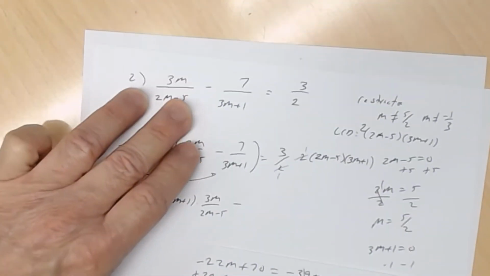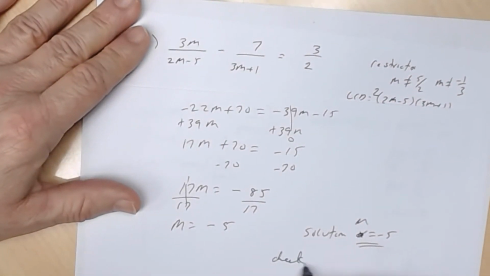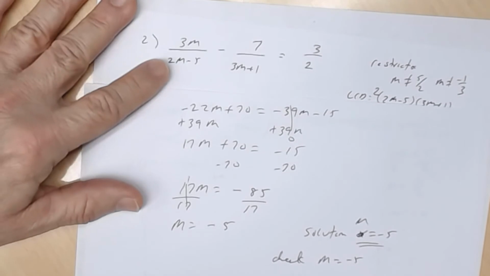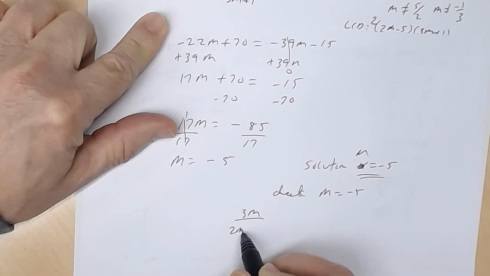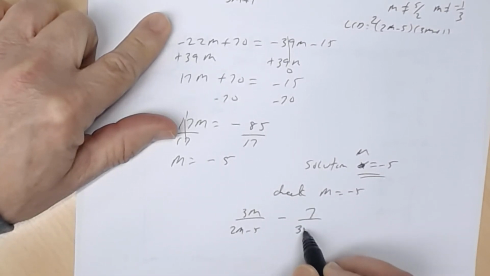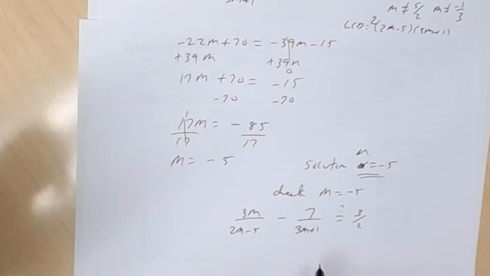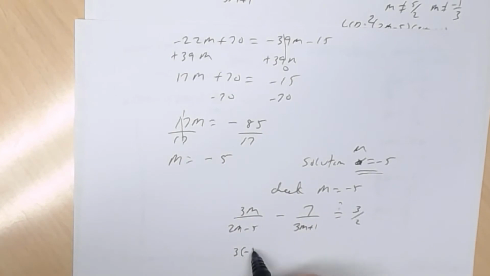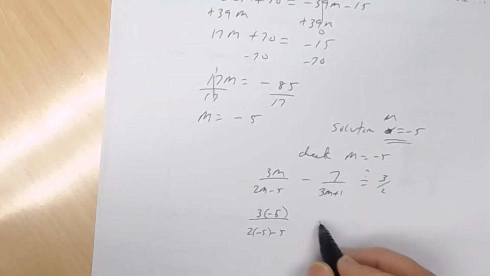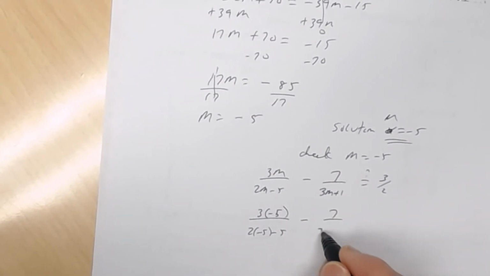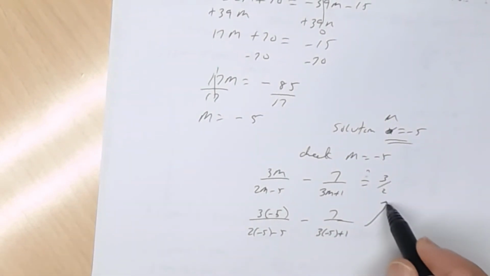Go back to the original, though. Here's the original, so I'm going to go ahead and rewrite it. So let's check this. M equals negative 5. Here was my original: 3m divided by 2m minus 5, minus 7 divided by 3m plus 1, and we see that's equal to 3 halves. With negative 5, the numerator is 3 times negative 5, the denominator is 2 times negative 5 minus 5. Over here, I get 7 divided by 3 times negative 5 plus 1. Y'all agree? I want to see if that's going to equal 3 halves.